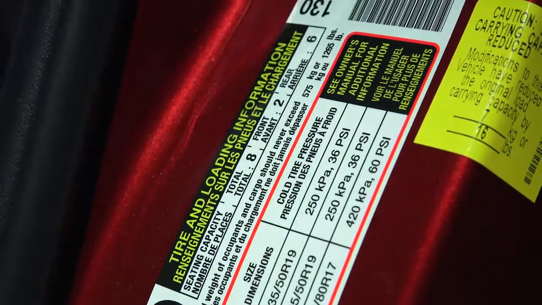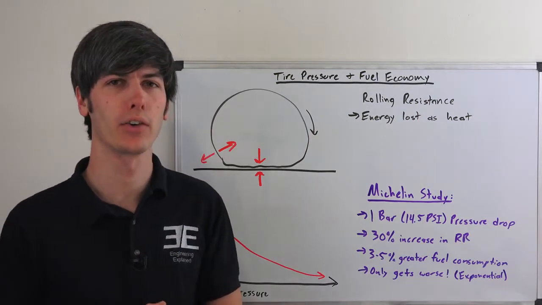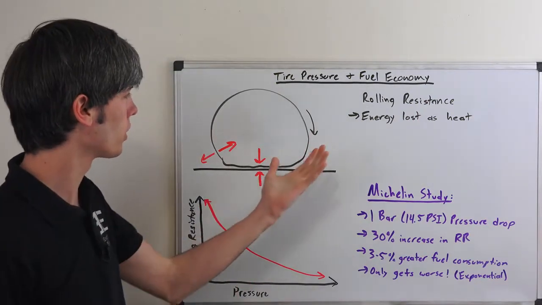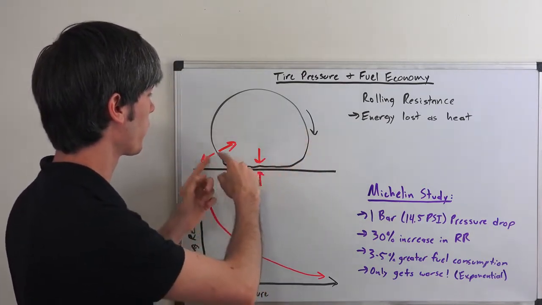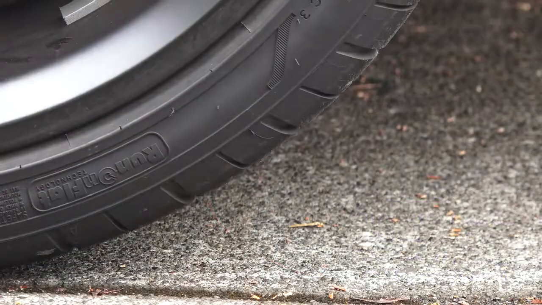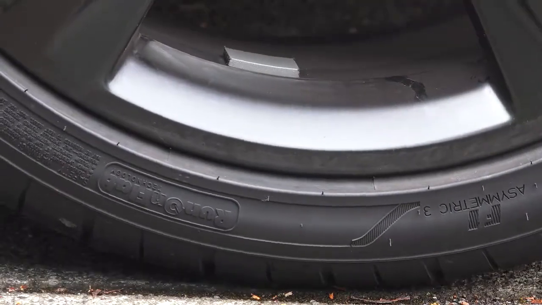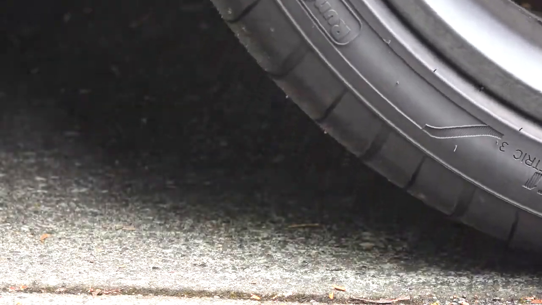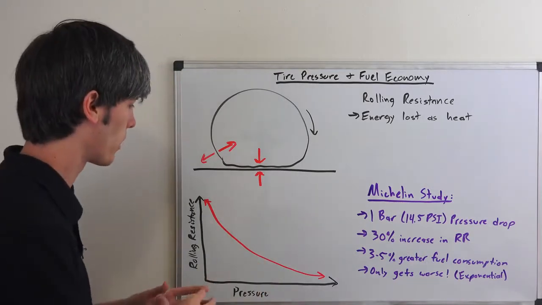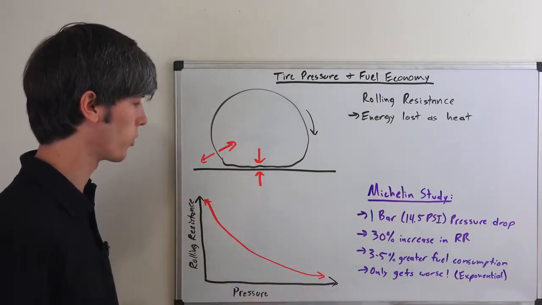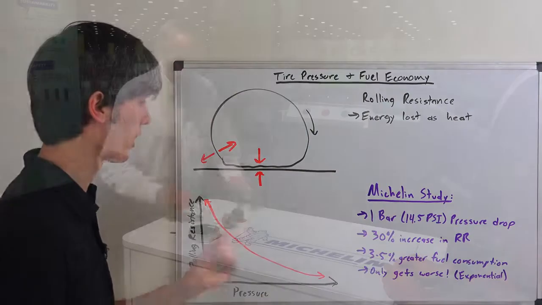Moving on to number 3, how does tire pressure affect fuel economy? In order to understand that, we need to understand rolling resistance. Rolling resistance is the energy lost as heat when a tire deforms. It's compressed and then it stretches back out, and in that deformation it loses some of that energy as heat. That's rolling resistance, and it's a force that your car has to overcome in order to drive. There's a very strong relationship between rolling resistance and the pressure in your tire, and it's actually an exponential function. As you decrease pressure, the amount of rolling resistance you have exponentially increases.